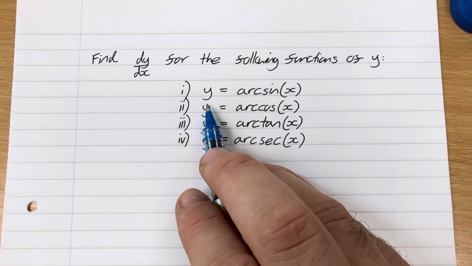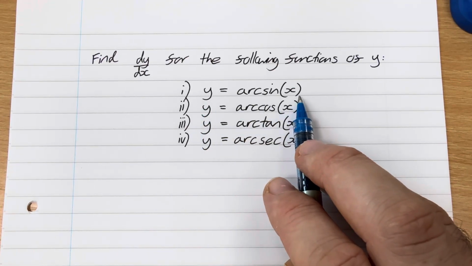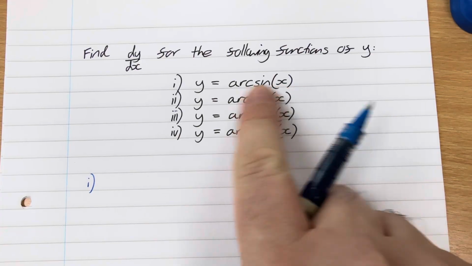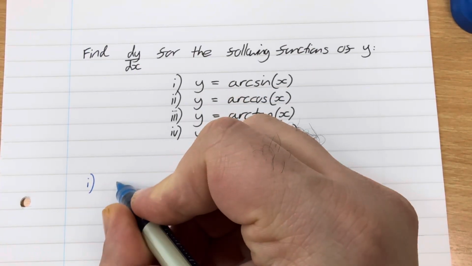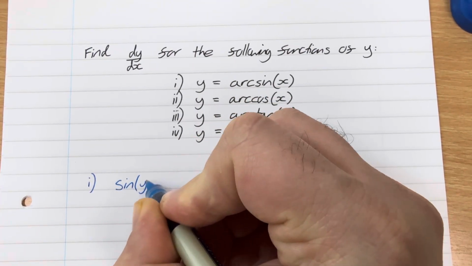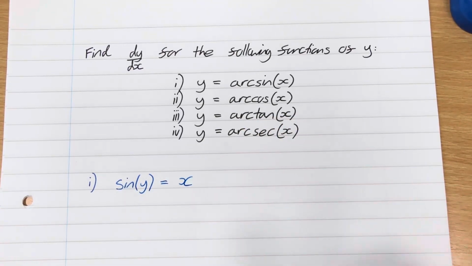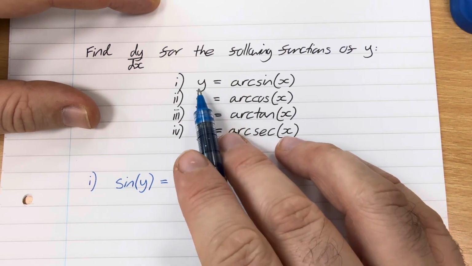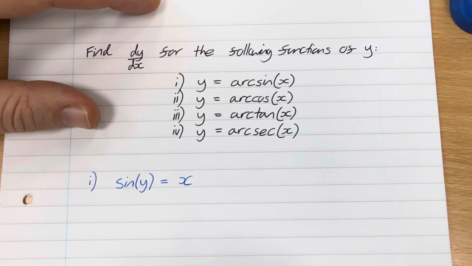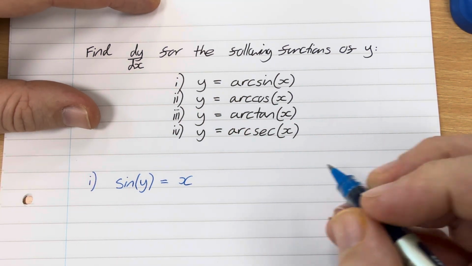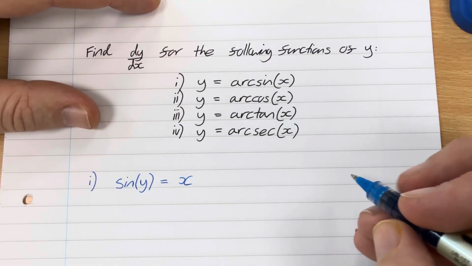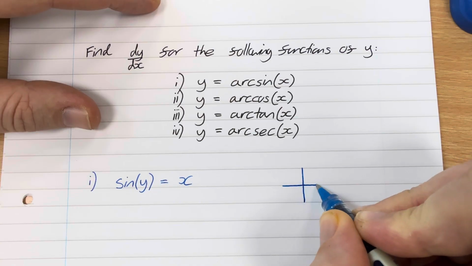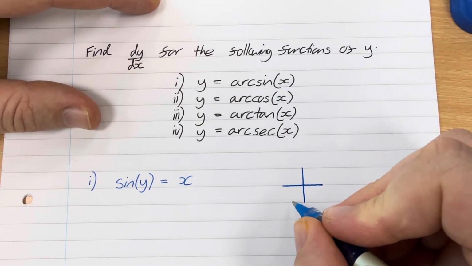Okay, first of all, let's look at the differential of y equals arcsine x. So what I'm going to do is take the sine of both sides, and I'm going to end up with sine y is equal to x. That's okay to do. It's a little bit tricky to go the other way, to arcsine both sides, because of the limited domain on the arcsine function, but going this way is fine.